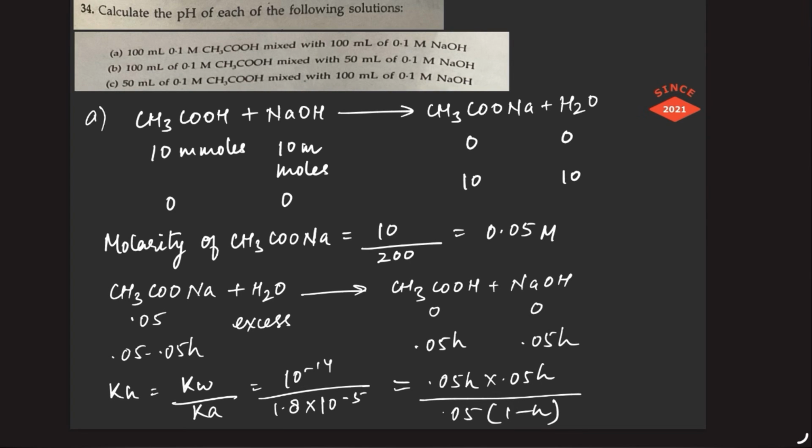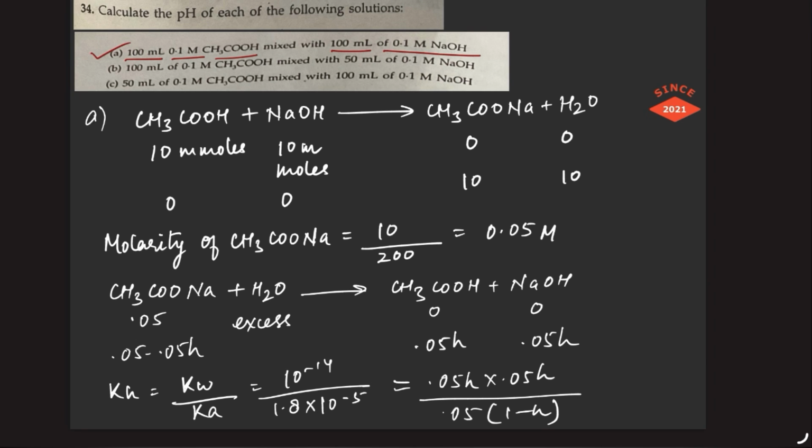Calculate the pH of each of the following solutions. Now, three different types of solution are given. First one is 100 milliliter of 0.1 M CH3COOH with 100 milliliter of 0.1 M NaOH. This is the first type.